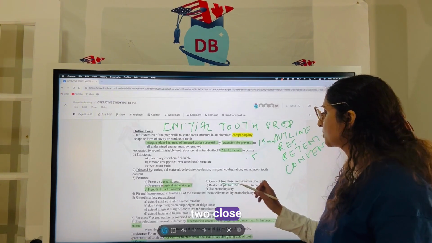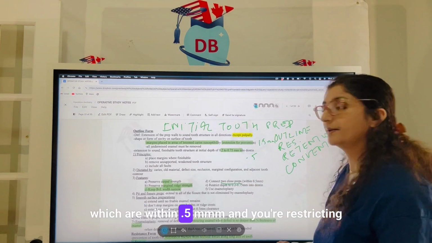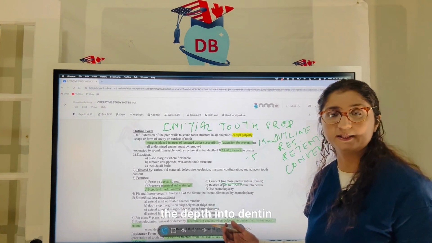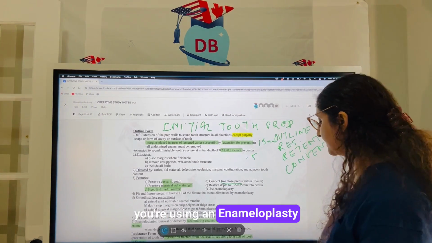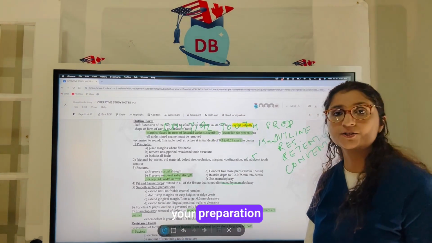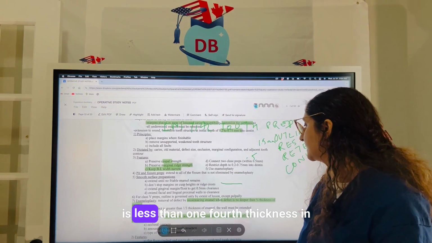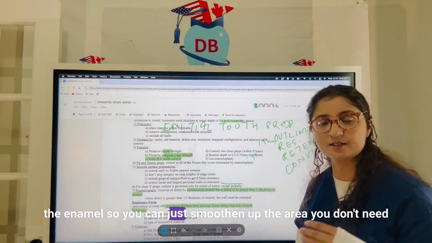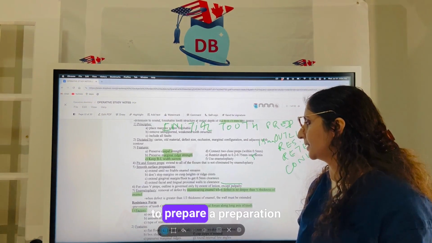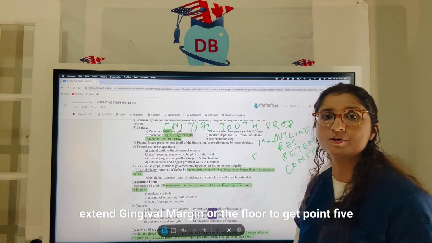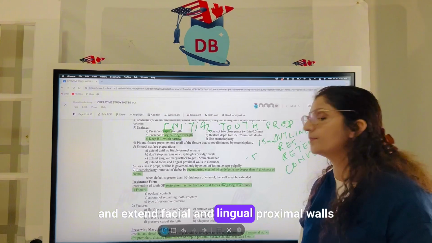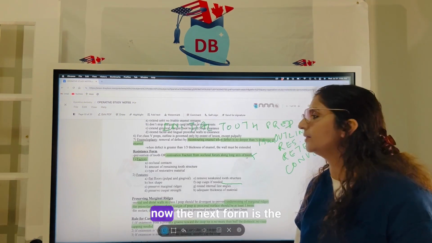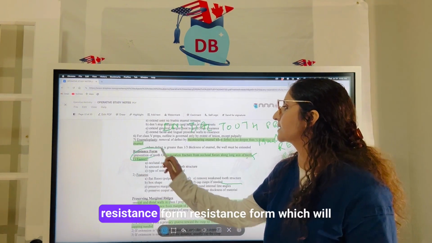You're going to connect 2 close preparations which are within 0.5 mm and you're restricting the depth into dentine to around 0.5 mm. You're using enameloplasty if your preparation is less than 1/4 thickness in the enamel. So you can just smoothen up the area. You don't need to prepare a preparation. Extend the gingival margin or the floor to get 0.5 mm clearance, and extend facial and lingual proximal walls to get the clearance.